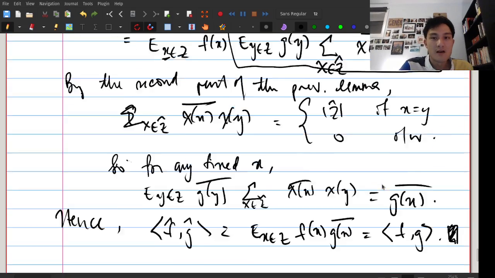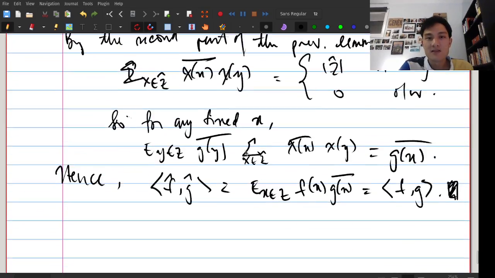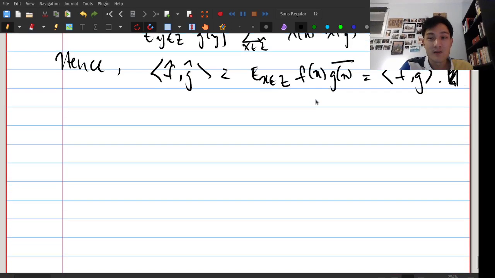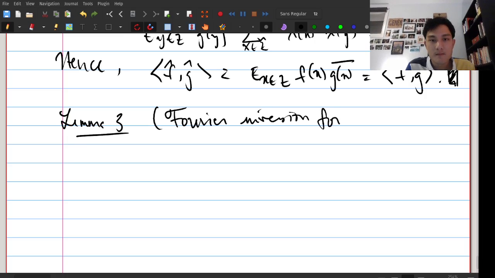Okay, so that's Parseval's identity, and the computation we did here is actually the exact same computation as in the next one. So in a way, we might have been able to do the proofs in the other order, but no matter. Let's do it this way. So lemma 3, the Fourier inversion formula.